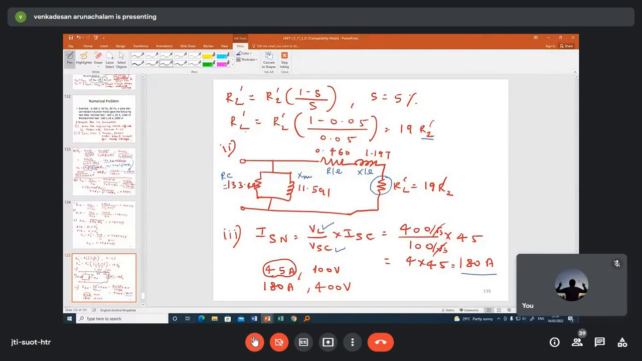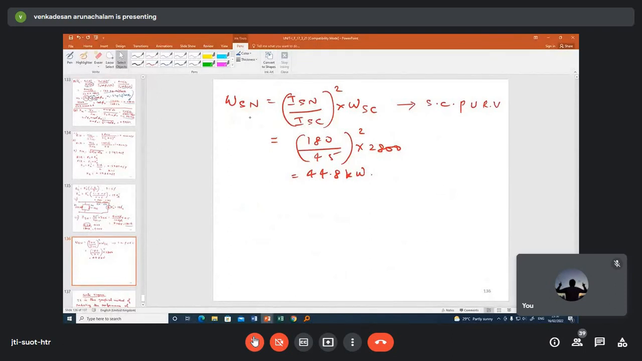Okay. And next we need to find the value of the short circuit power under normal voltage or rated voltage. Here the normal voltage is 400 volts. This is the formula. This formula we have already seen. ISN by ISC the whole square into WSC. ISN we have already computed, that is 180 ampere. ISC is the short circuit current, that is 45 ampere for the voltage of 100 volts, multiplied by WSC, which is 2800. So this is the short circuit power under the normal rated voltage of 400 volts. So this is the problem on no load and blocked rotor test.